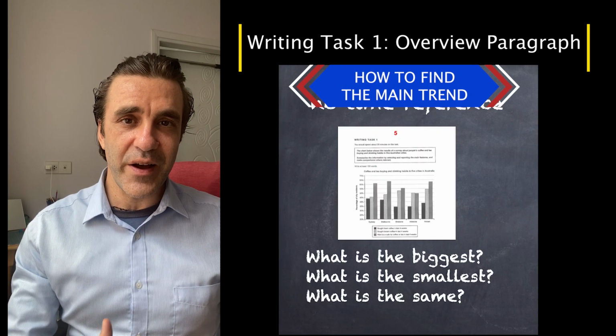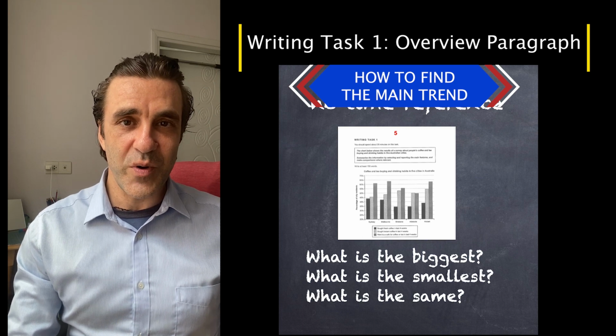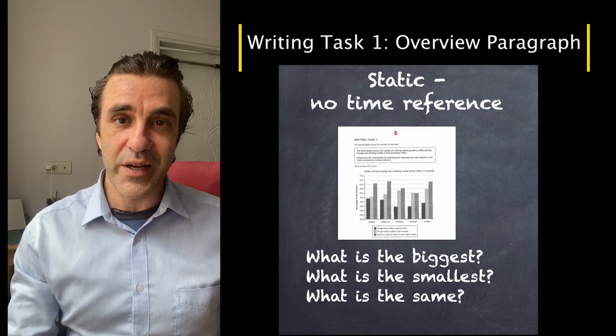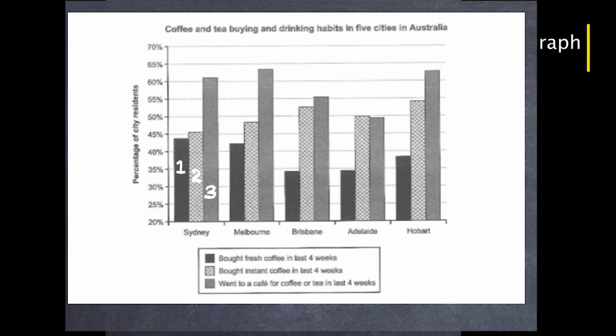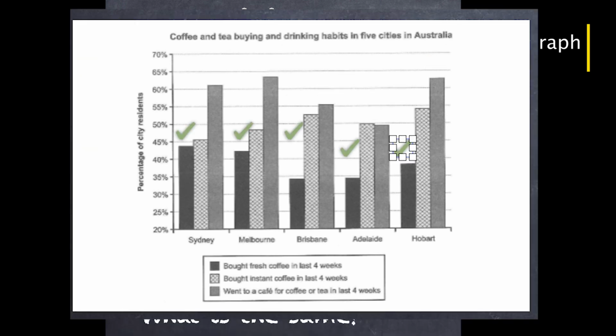To help you identify the main trend in the static chart, here are a few simple questions you can ask yourself while looking at the chart. In this chart, I would look at the percentages and I would say, of these 3 bars, which ones are typically the highest? And I can see it's going to cafes is the highest. And I ask myself, well, which ones are typically the lowest? And if I look at them, it's buying fresh coffee is the lowest.